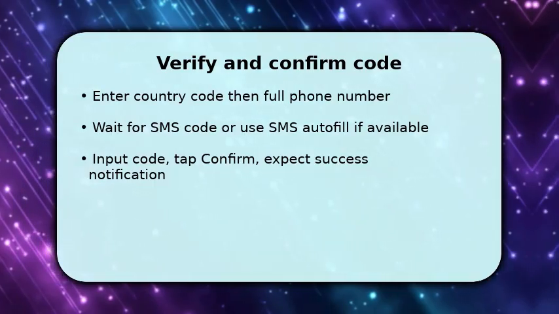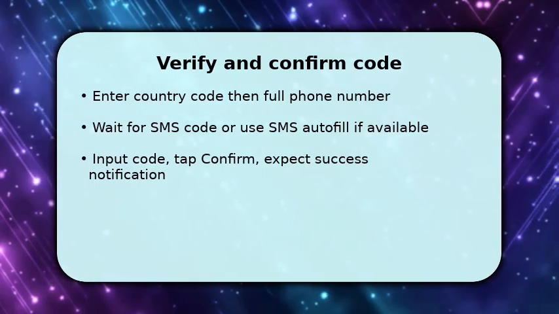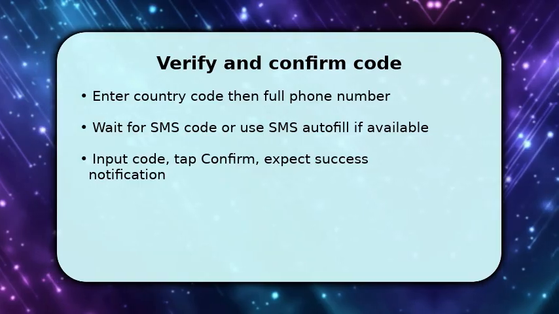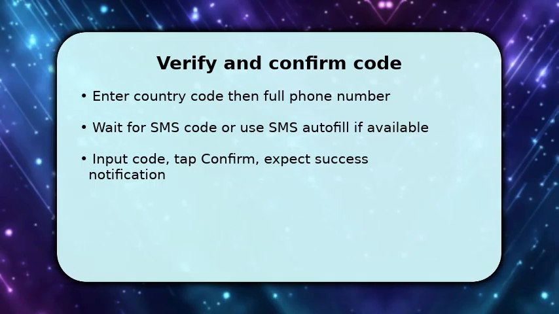Once you request the code, watch your Messages app. Some phones autofill the code into Pubg automatically. If not, manually type the digits shown. After entering the code, tap Confirm. The app validates the OTP server side, which may take a few seconds.